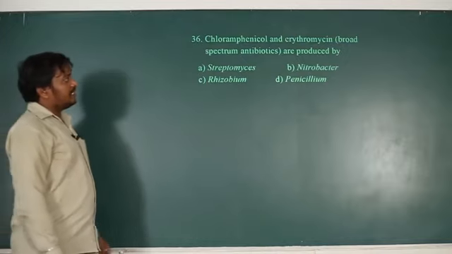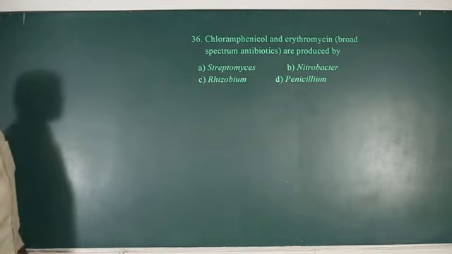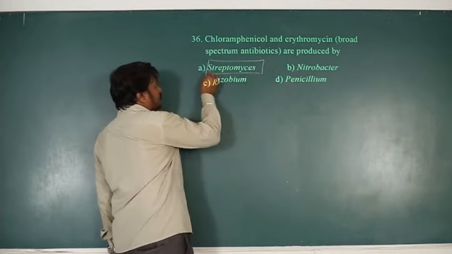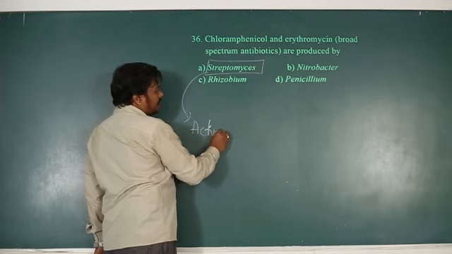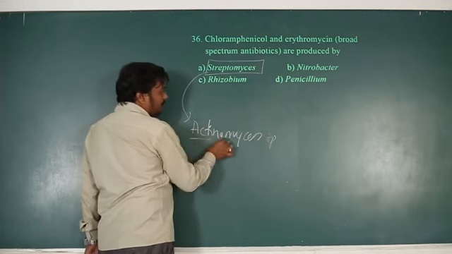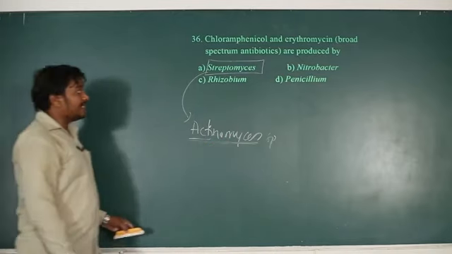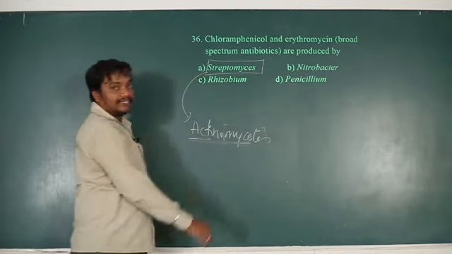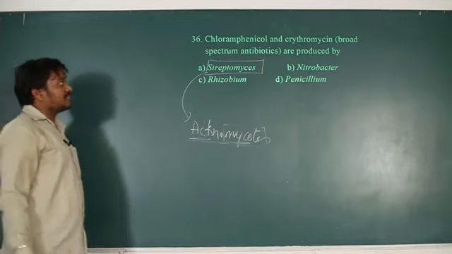Chloramphenicol and erythromycin, the broad spectrum antibiotics, are produced by Streptomyces, Nitrobacter, Rhizobium or Penicillium. Streptomyces belongs to a group called actinomycetes. These are bacteria, but they have fungal properties, and that's why they are called actinomycetes. Myco means fungi; they resemble fungi in some properties. They produce hyphae-like structures. That's why they are called Streptomyces.